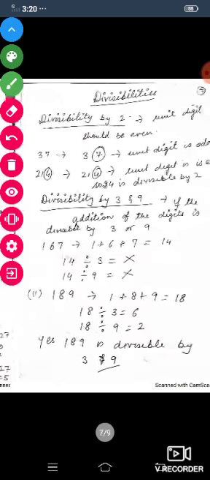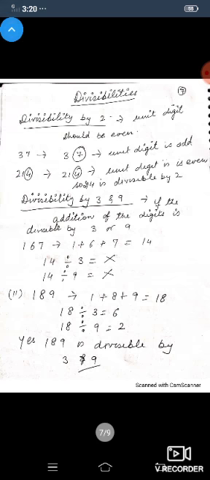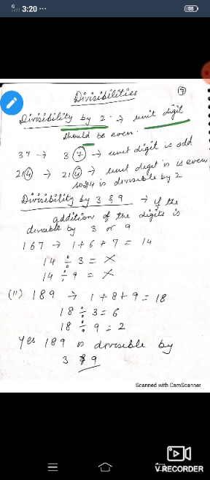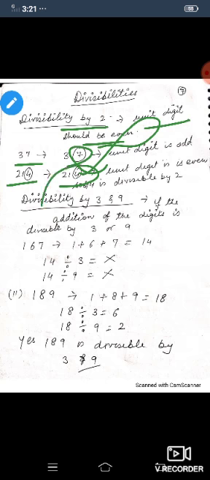Now there are divisibility tests that you have done in your 5th and 6th class also. The first one is divisibility by 2. If the unit digit is even, then the number is divisible by 2. For example, I have written two numbers, 37 and 214. 37 is an odd number, so it is not divisible by 2, while 214 has unit digit 4, so it is divisible by 2.